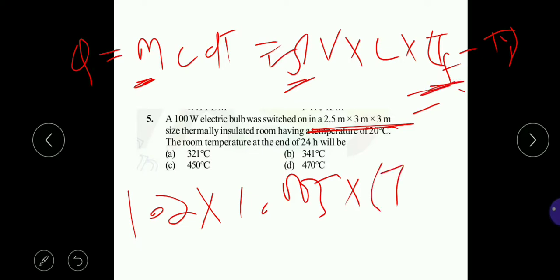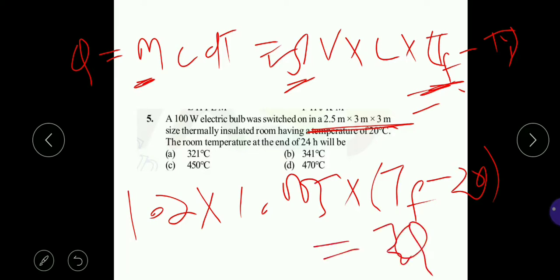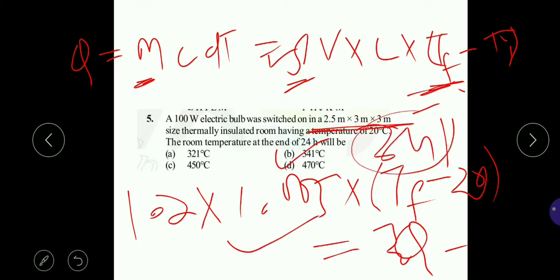So Tf minus Ti is given as 20. That will be equal to this heat which we have calculated before. From this, if you calculate, you can get the value. So approximately 341, B will be the answer here. I am not calculating it, so you can calculate this value and get this answer.